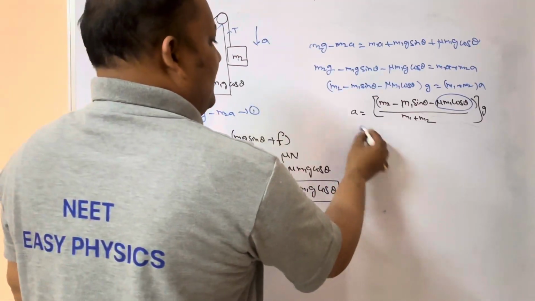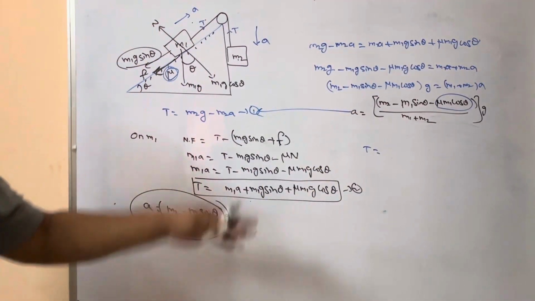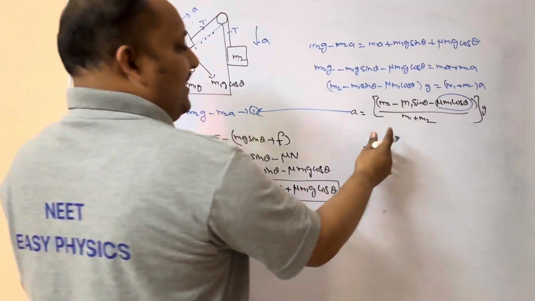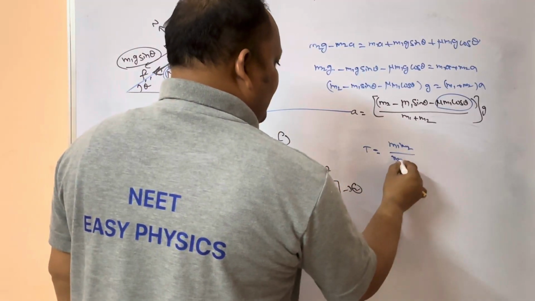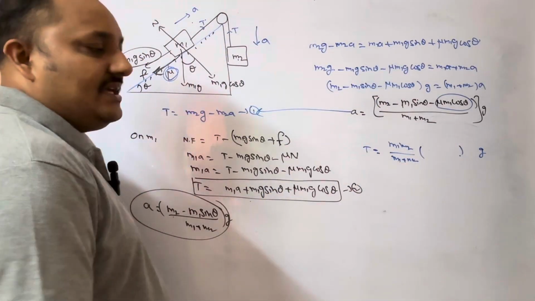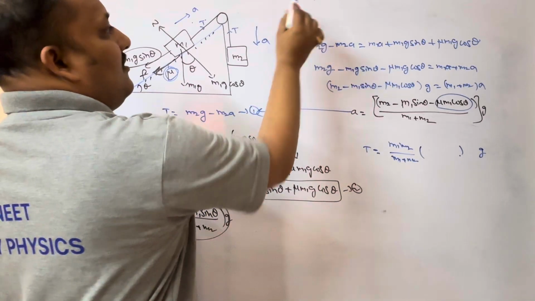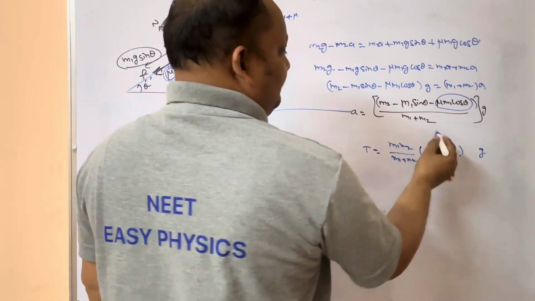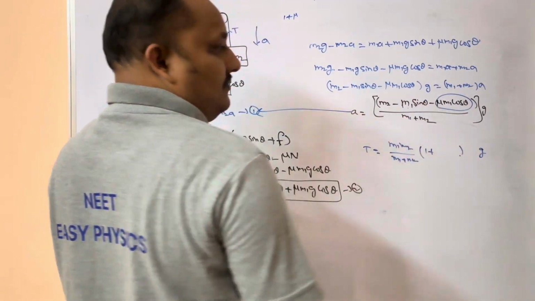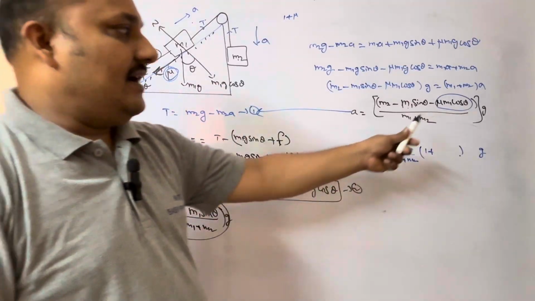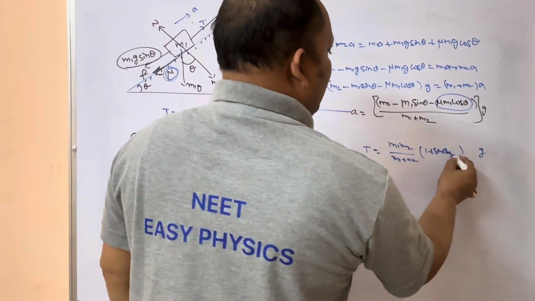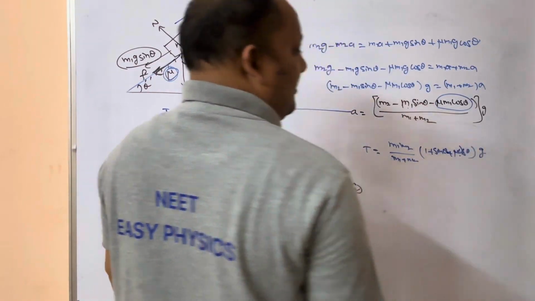Now, what is the tensional force? If you substitute this a in equation 1, we are going to get the tensional force. Generally we will try to write, this is common for each and everything: M1 M2 by (M1 plus M2) into g is also common. Then what will be coming in between? In the previous question we got 1 plus mu. Here also we will get 1 plus sin theta plus mu cos theta.